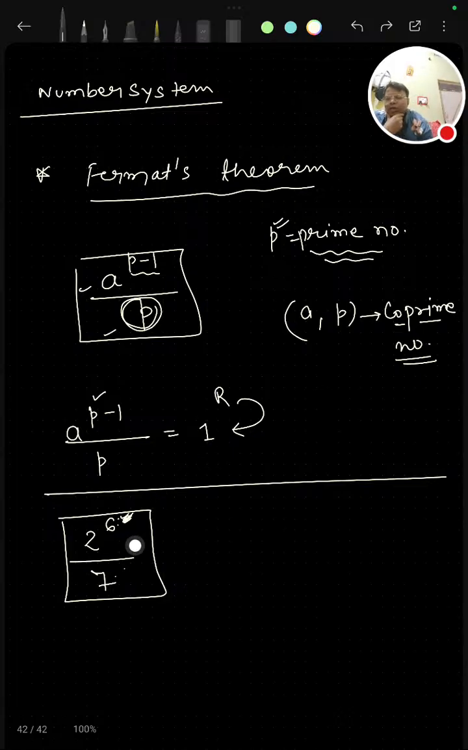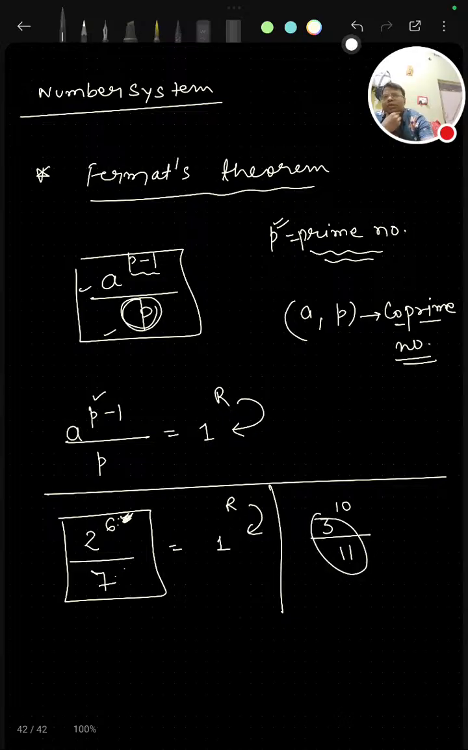Okay, you can see that 2 to the power 6 upon 7, the remainder is 1. You can see that the remainder is 1. Suppose we take another example. 3 to the power 10 is divided by 11. You can see that 3 and 11 both are co-prime to each other, ठीक है। और यहाँ पे 11 है और यहाँ पे 10 है, तो 10 क्या है? 10 is written as 11 minus 1.